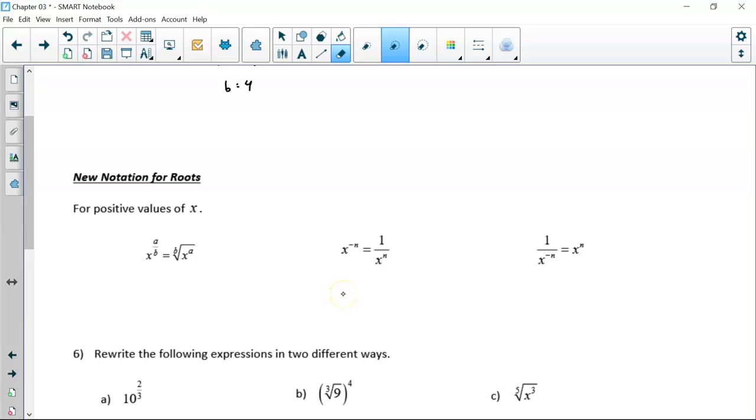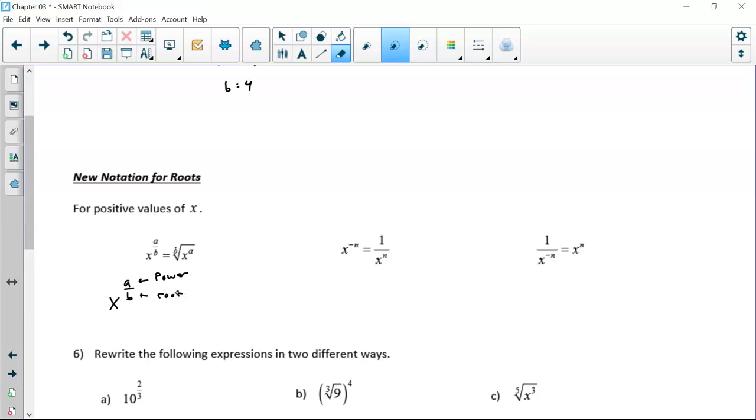Now we have some new notation for roots. x to the a over b. That's the b root of x to the a. Now, when we have these rational exponents, a is the power. Whatever power we're raising to, the denominator b is the root.